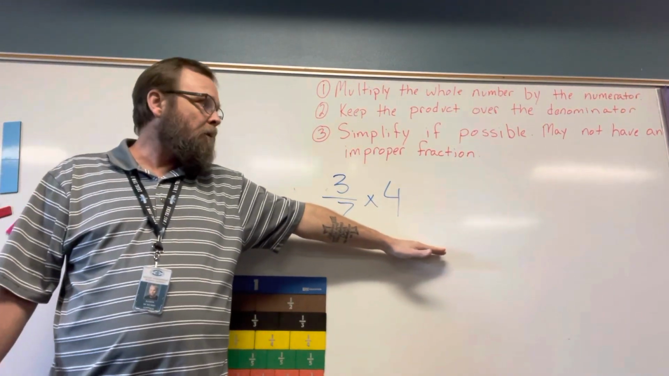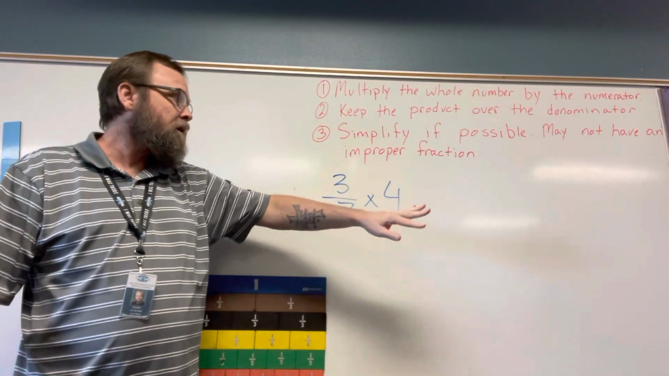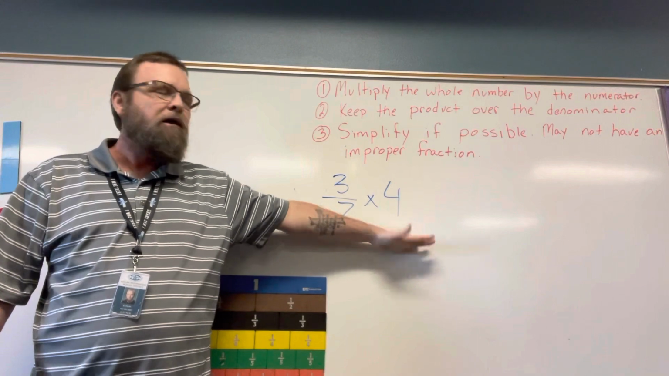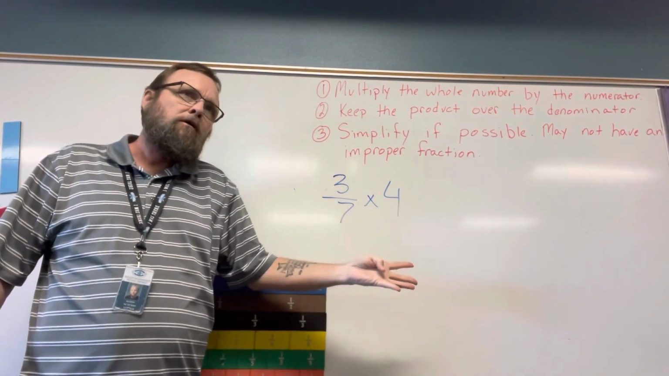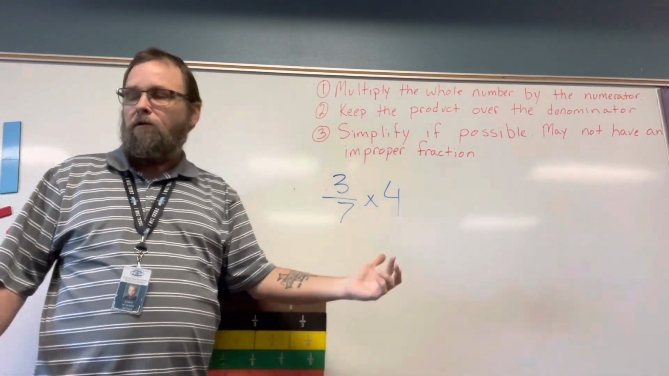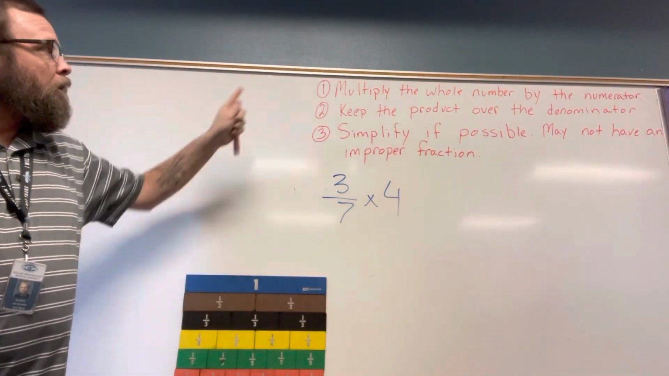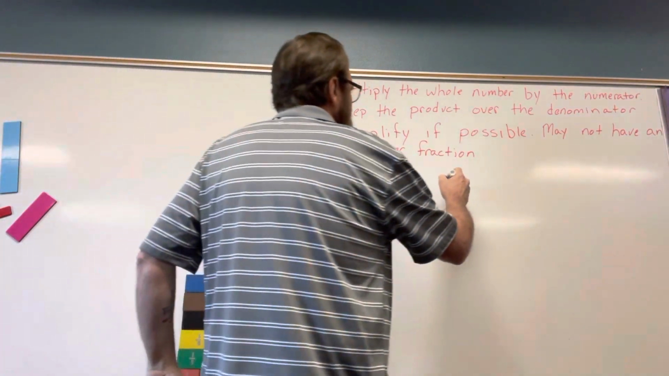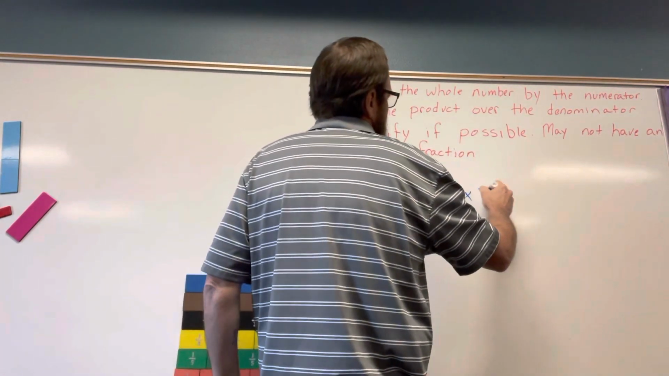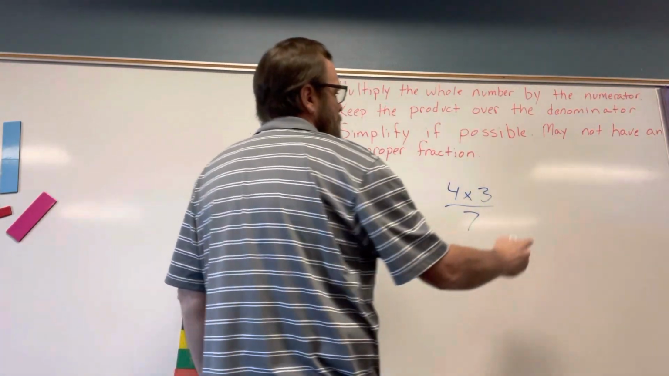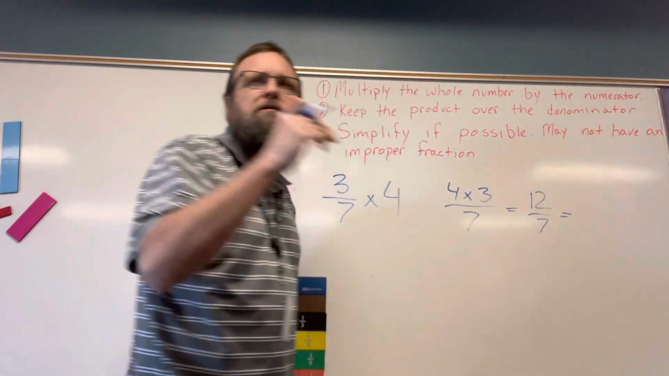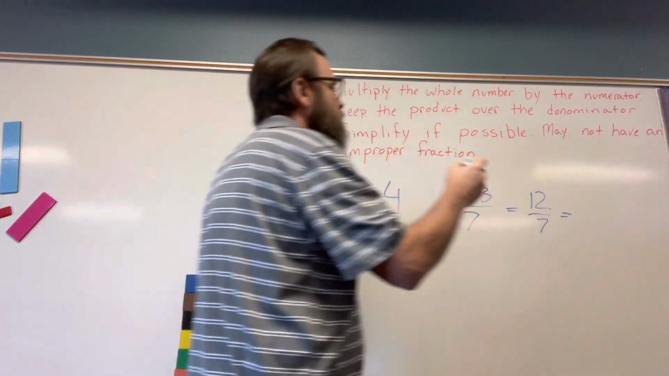Okay? So if you had a problem, it was multiple choice, and you got an answer that was greater than 4 or equal to 4, you could eliminate that right away. Because we know 4 times 1 equals 4. 4 times less than 1 is going to be less than 4. All right, our steps: multiply the whole number by the numerator. 4 times 3, denominator stays the same, equals 12/7 equals 1 5/7.